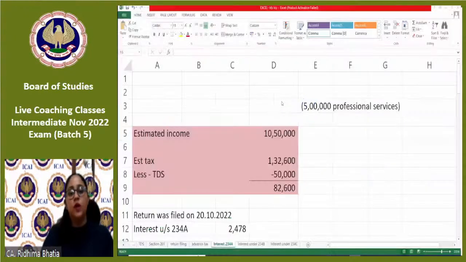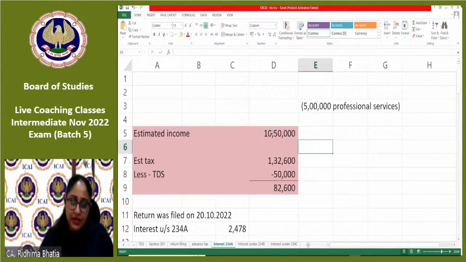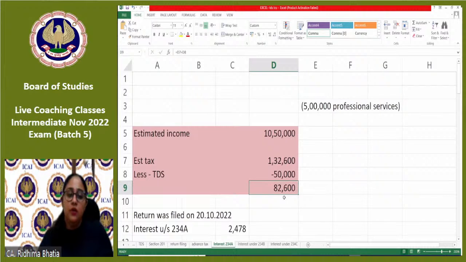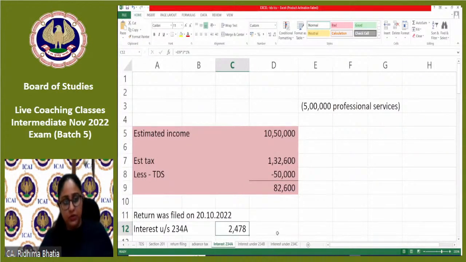So we are back to our favorite scenario of 82,600. My income was this, tax on it came to 1,32,600, TDS on it was 50,000. 82,600 was the amount of tax which was still undue. I filed the return of income on 20th October and I assume that on 20th October itself I deposited all the tax. So 1% would be starting from August, September and October, 3 months will apply.